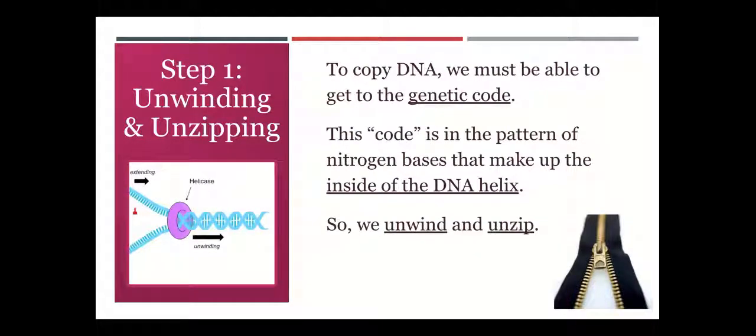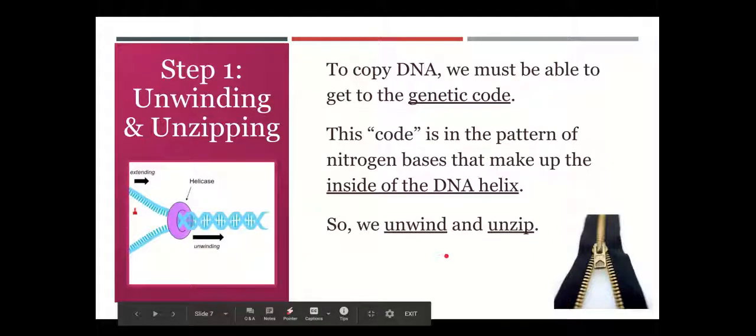So the first step of DNA replication is called unwinding and unzipping. So remember, DNA is our genetic code, right? So this code is that pattern of nitrogen bases that make up the inside of our DNA double helix. They're found on the insides. They're protected by that sugar phosphate backbone. So in order for anything to get inside our DNA to be able to copy that code on the inside, we need to be able to get there.